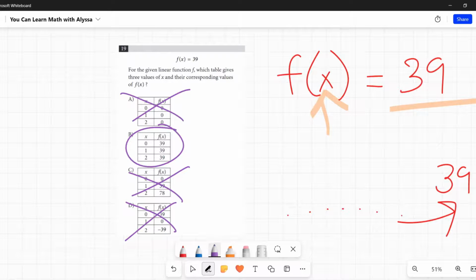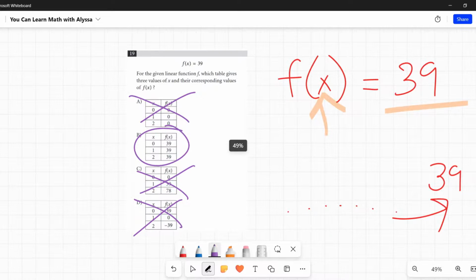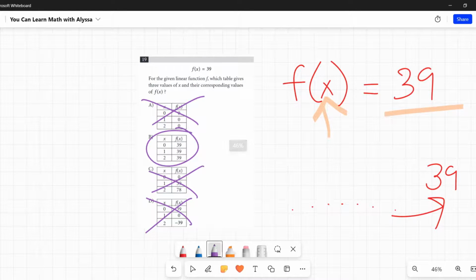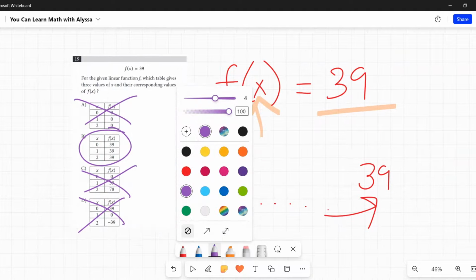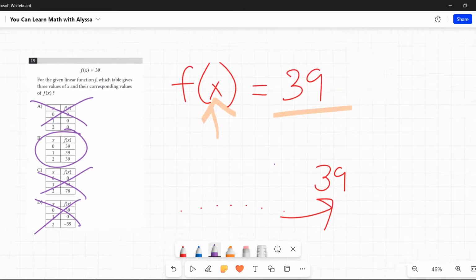f of x equals 39 means whatever number in the universe you plug in for x, you get 39 as your value for f of x or y, and that is B. Again, if you are familiar with functions and what they mean, then this is a very straightforward problem that doesn't require any calculations, and it's very strange to see it at number 19, and it can throw you off because you're almost like, wait, am I missing something? Shouldn't I be doing some math? No, not at all.